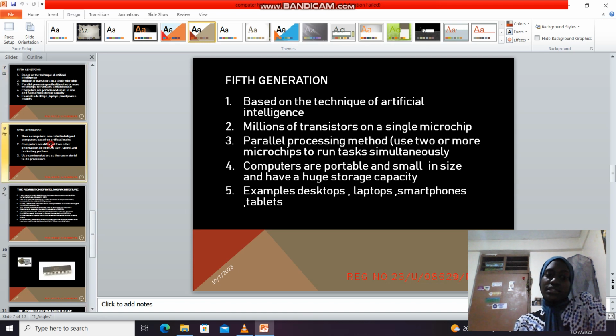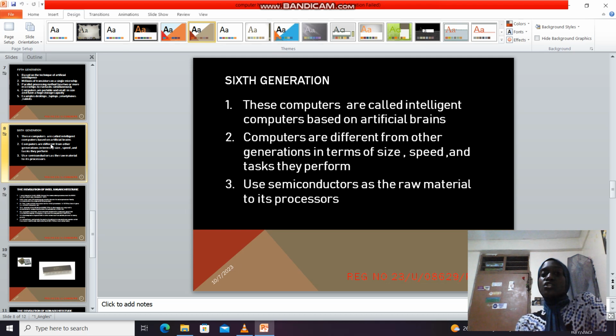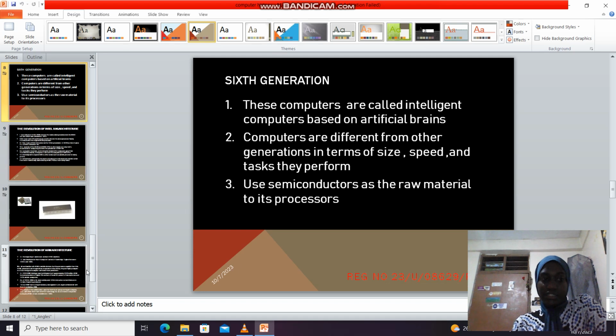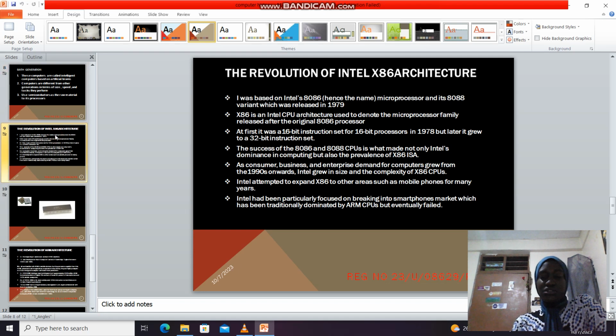Now, the sixth generation. These computers are called intelligent computers based on artificial brains, or artificial intelligence. You can say the AIs. Computers are different from other generations in terms of size, speed, and tasks they perform. They use semiconductors as the raw materials for their processors. Now, I told you I'm going to take you through the first six generations, and those were the generations.